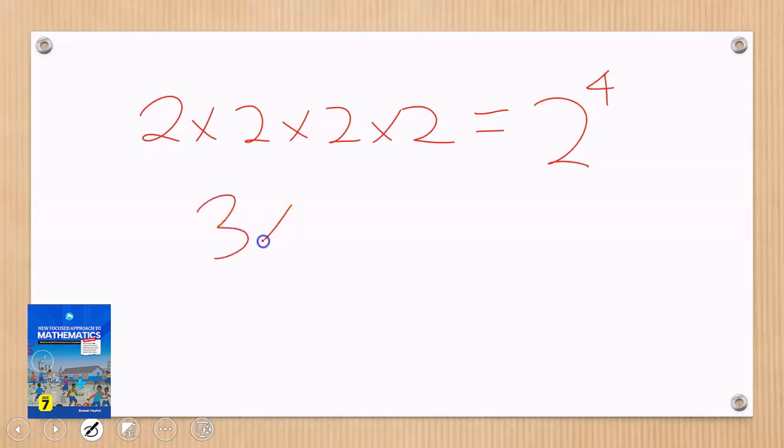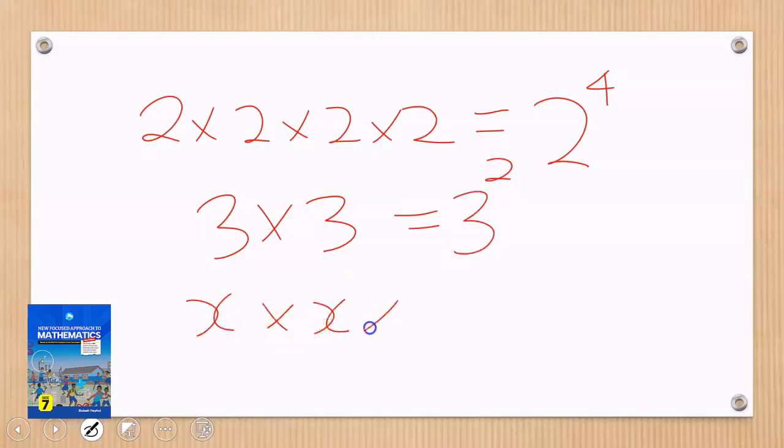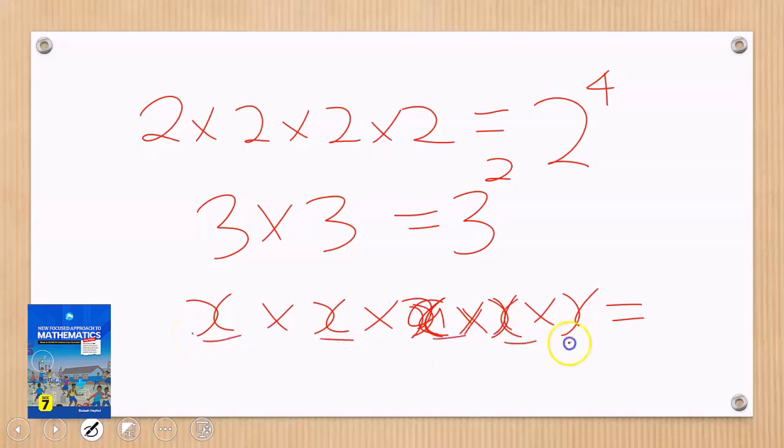If I have 3 times 3, can I write this in a very simple way? I can say 3 is multiplying itself 2 times. What about if I have x times x times x times x times x? It's quite long, right? But how can I write this in a very simple way? How many x are multiplying themselves? 1, 2, 3, 4, 5. So I can say x is multiplying itself 5 times.